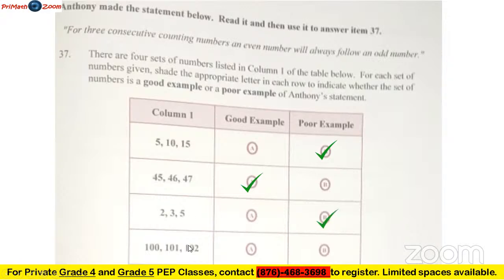100, 101, 102. These are consecutive counting numbers, and this will show that an odd number follows an even number. So this is also a good example. All right.